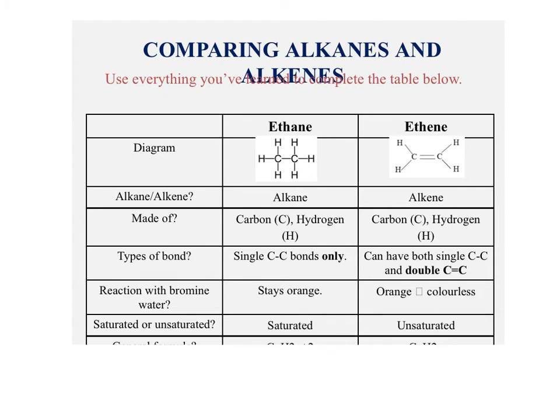So ethane is an alkane, it contains carbon and hydrogen, only single carbon-carbon bonds. Bromine water stays orange, it is a saturated molecule, and the general formula for alkanes is CnH2n+2, whereas ethene is an alkene, carbon and hydrogen again, so they're both hydrocarbons, but alkenes have carbon-carbon double bonds as well as single bonds in bigger molecules. Because of the addition reaction, bromine water will go from orange to colourless. These alkenes are unsaturated, and the general formula is CnH2n.